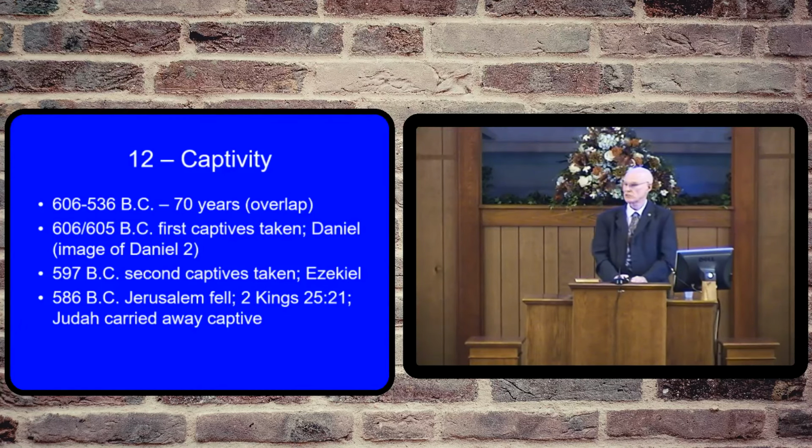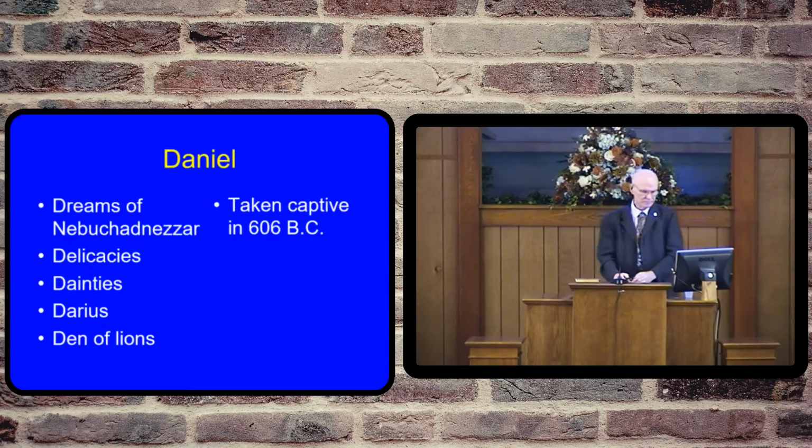Unlike Israel in the north, Judah actually got to return to their home. There are three prophets that are key during this time frame. Daniel was taken with the first group, mentioned that already. I like to remember Daniel with all the D's. Daniel interpreted the dreams of Nebuchadnezzar. He would not eat the king's delicacies, or some translations say the king's dainties. Also remember Darius as one of the kings, and of course Daniel in the den of lions in Daniel chapter 6. Taken with that first group in 606. So, the D's of Daniel.